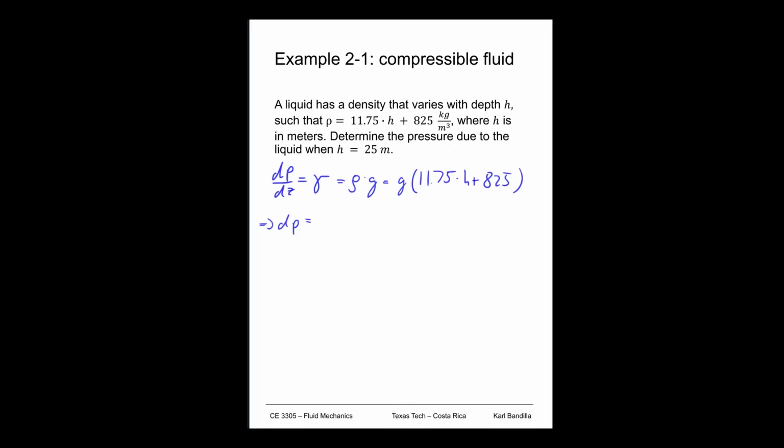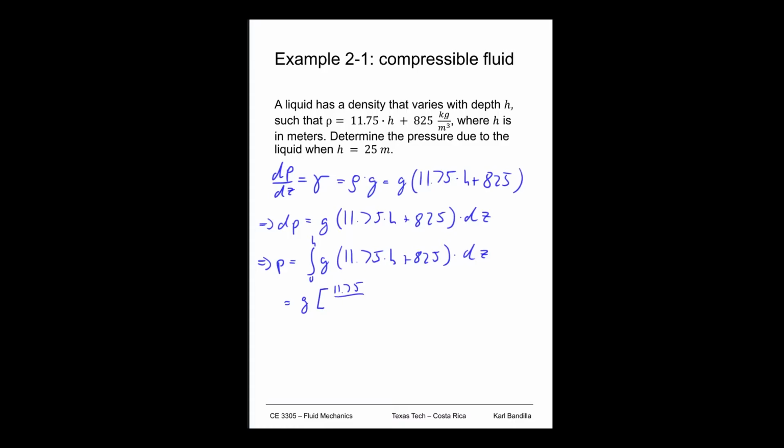Now we can solve that for dP, so we can integrate. dP is then going to be g times our little equation, 11.75 times h plus 825, all of that times, oh, we already have the g over there, so we're left with times dz. Then we can integrate. So P is going to be the integral from 0 to h, that's the depth we want to go to, of 11.75 times h plus 825 times dz. Now the g we can pull out of our integral, and then we can integrate the rest.